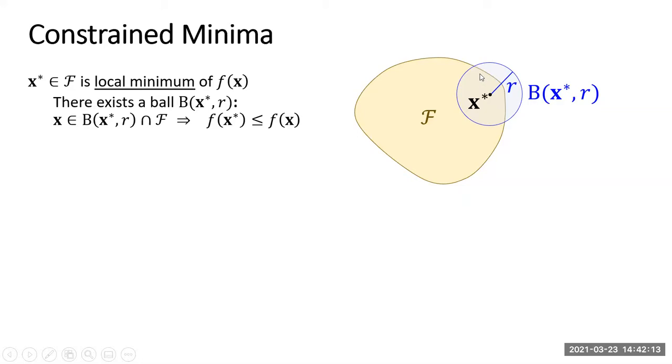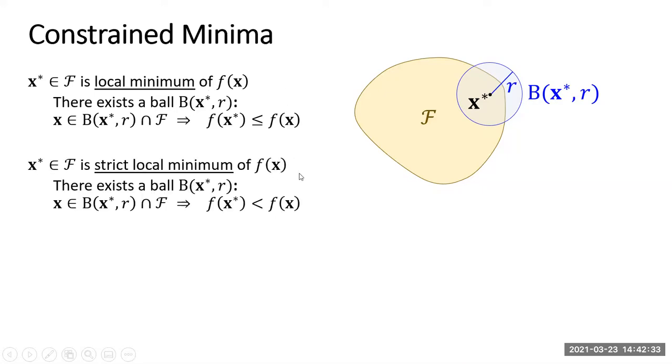So f of x star, everywhere in this overlapping region, f of x star is the minimum you can get. That's the definition of a local minimum for a constrained optimization problem. It's a strict local minimum if we replace this less than or equal to with strictly less than. Otherwise, the definition remains the same.